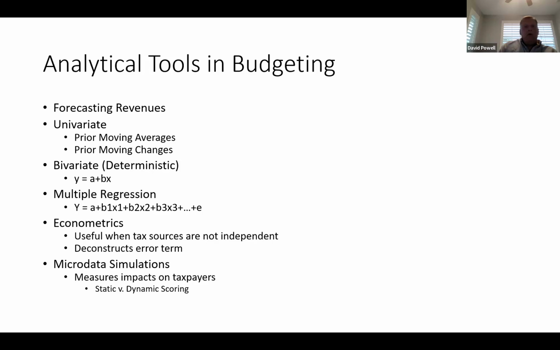The federal government also uses an approach in revenue forecasting known as microdata simulations. In microdata simulations, you've got a couple of different approaches: the static approach and the dynamic approach. Say, for instance, you have a piece of legislation that is going to reduce taxes. Take, for example, the Tax Cuts and Jobs Act back in the Trump administration in 2017.